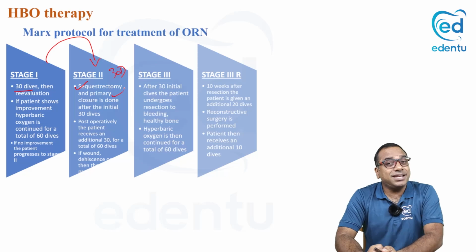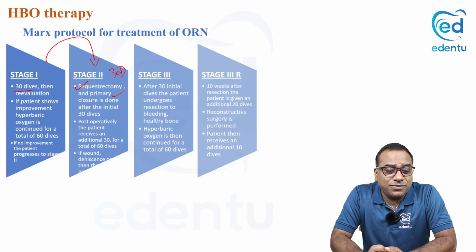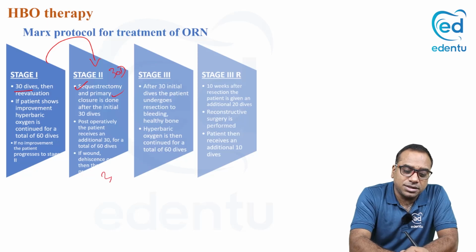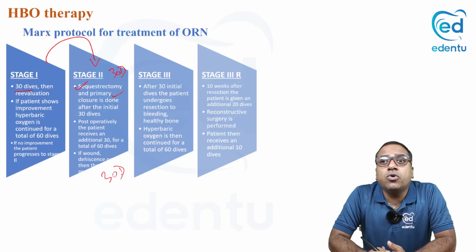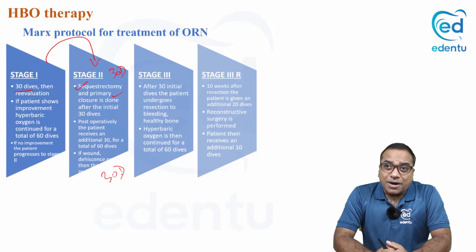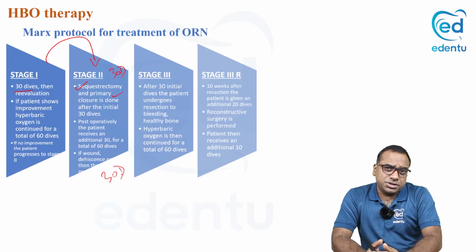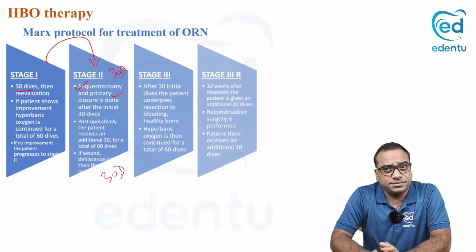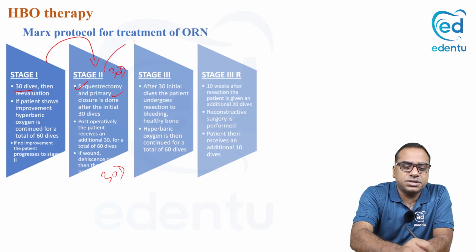If improvement is seen after sequestrectomy and wound closure, very good. So only the first 30 was given, you take the remaining 30. So good, and then you can go home permanently. Your treatment is over. But after the initial 30 dives, sequestrectomy is done, primary closure is done, and still not healing, then this condition is not good. You come to stage 3.